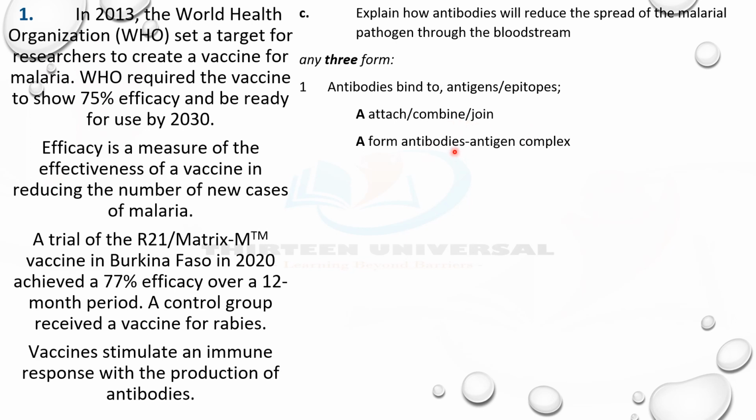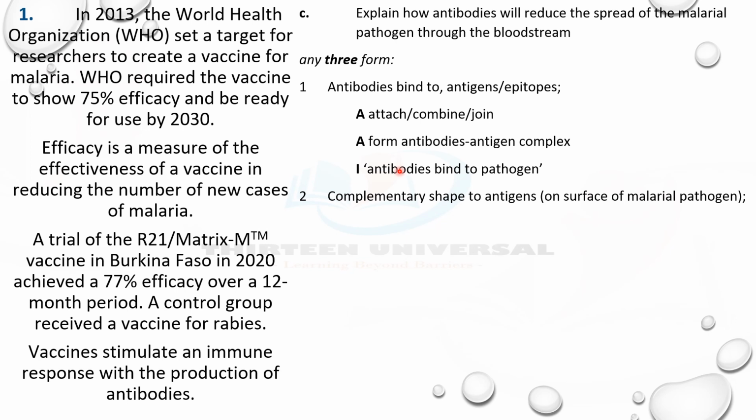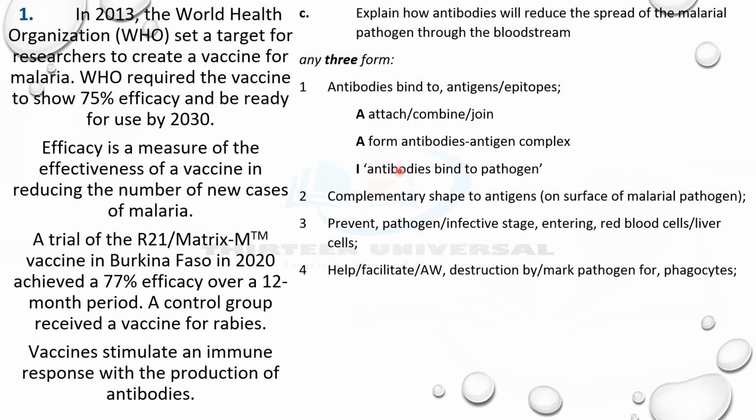So this is the Cambridge mark scheme. Accept forms antibody-antigen complex. All right, and then ignore antibodies bind to pathogen. It doesn't bind to the pathogen, it binds to the antigen on the pathogen. So the antigen is on the pathogen. And again, a specific antibody is binding to a specific pathogen. Complementary shape, yes, it's complementary to the antigen on the surface of the malaria pathogen, so that's why it's binding to it. So it prevents the pathogen entering red blood cells, liver cells.